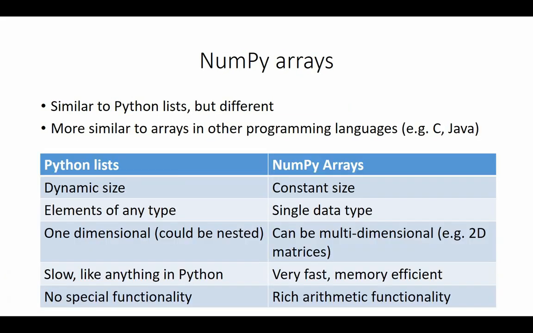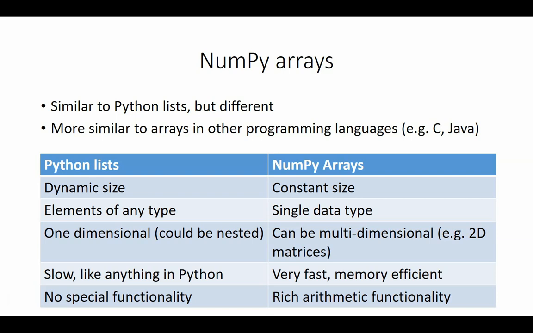OK, so what are these arrays, which are referred to? So arrays are containers of data that are quite like lists, but different. And again, for those of you who are familiar maybe with older languages like C or Java, it's much more similar to arrays in those languages than lists in Python. So I put here some key differences between Python lists and NumPy arrays that really explain the main differences between them.